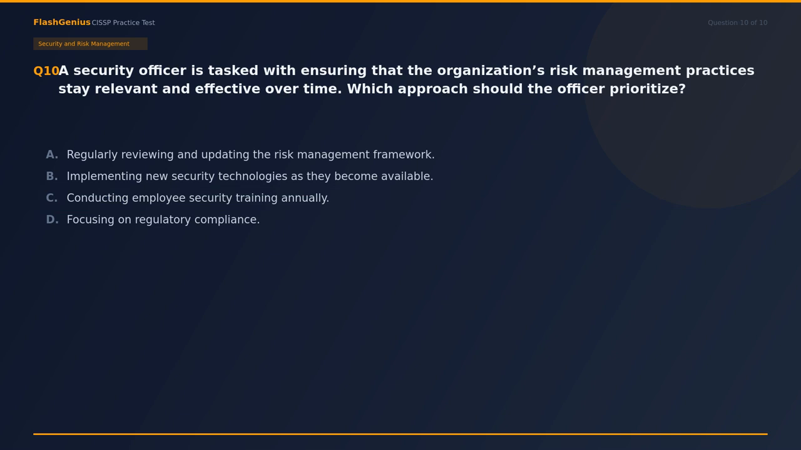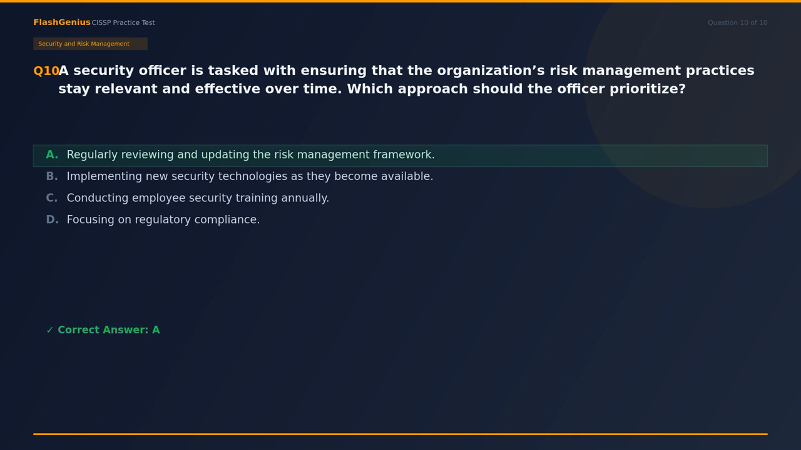Question 10. A security officer is tasked with ensuring that the organization's risk management practices stay relevant and effective over time. Which approach should the officer prioritize? Option A, regularly reviewing and updating the risk management framework. Option B, implementing new security technologies as they become available. Option C, conducting employee security training annually. Option D, focusing on regulatory compliance. Take a moment to think about your answer.